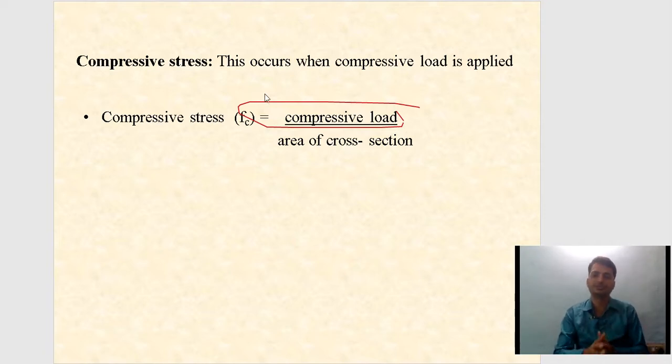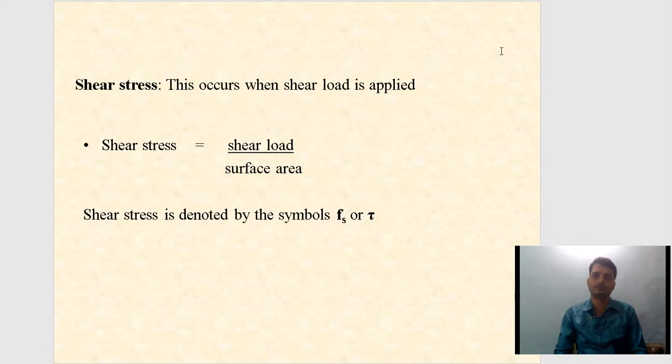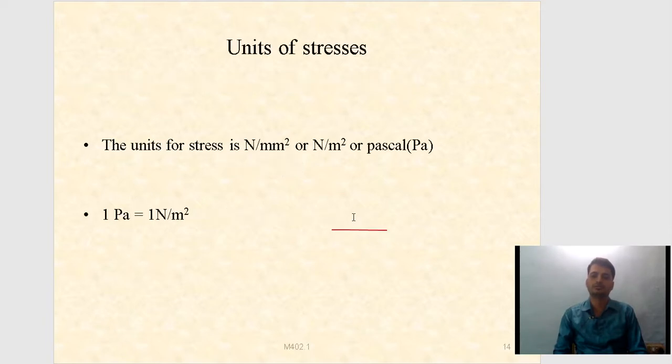Generally, we refer to stress as load per area. Similarly, in all the cases like compressive stress and tensile stress, we use the corresponding loads. And shear stress is shear load by surface area. Area is common, but stress is different. Shear load, compressive load, tensile stress. The shear stress is generally referred to as tau. The unit of stress is very important.